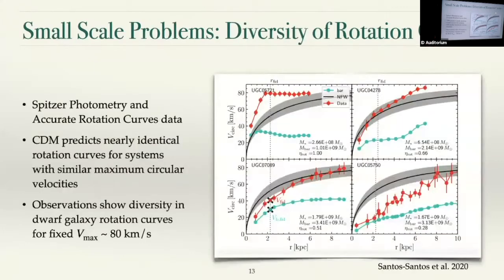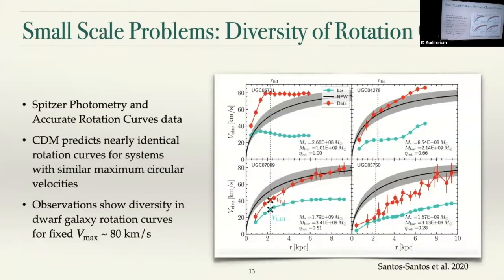And so the community sort of went away a little bit from thinking about self-interacting dark matter once this sort of feedback was shown to also produce cores. But there is this new problem that has been cropping up in the community, which is the diversity of rotation curves, or the core and cusp problem.